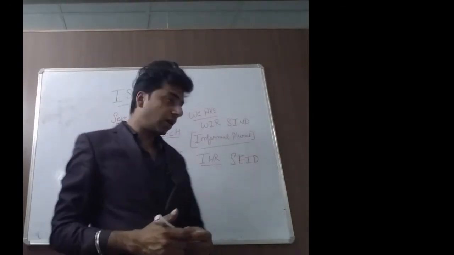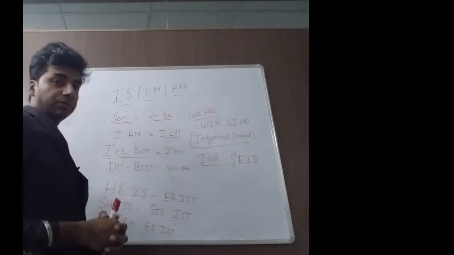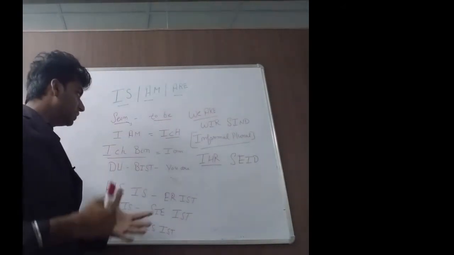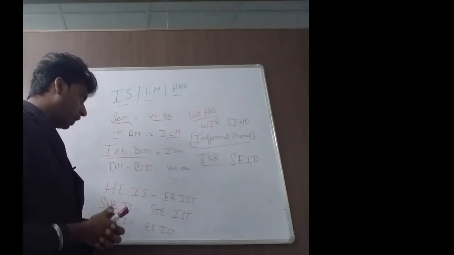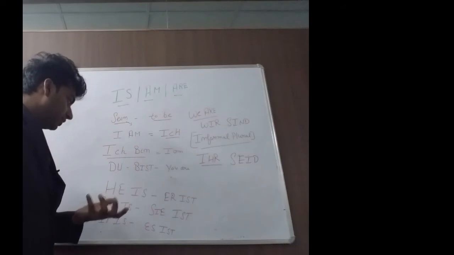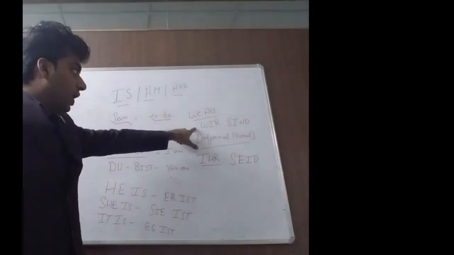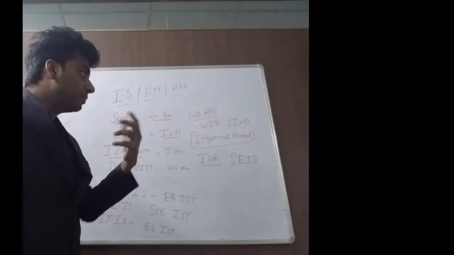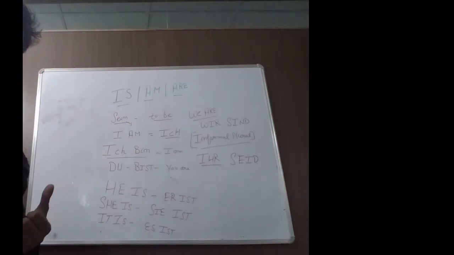So ihr seid. So I'm repeating one more time, sein is to be, basically, right? So sein is to be: ich bin, I am; du bist, you are; he is, er ist; she is, sie ist; it is, es ist; we are, sind. Informal plural we have ihr seid, ihr seid.